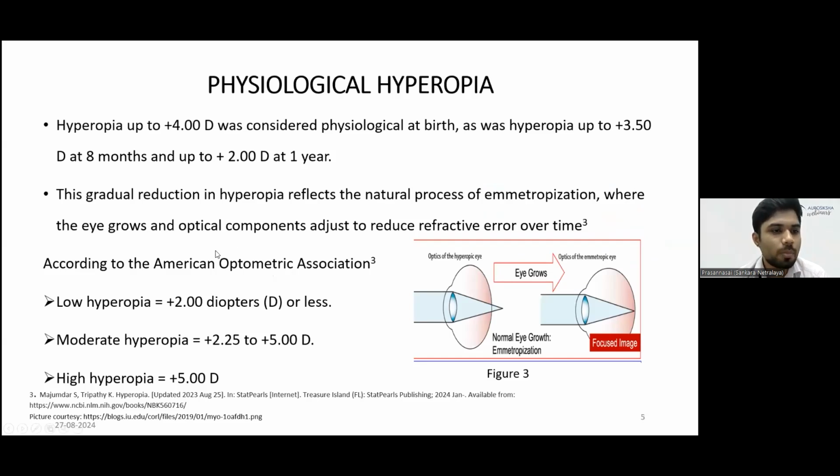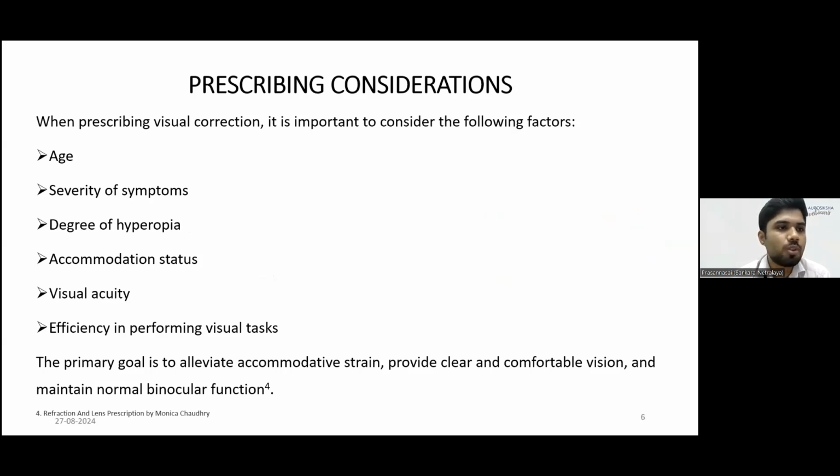According to the American Optometric Association, this is how hyperopia was graded, and high hyperopia is considered as greater than +5 diopter. So, prescribing considerations. When we are dealing with hyperopic patients, these are the factors that need to be considered: the age of the patient, whether they are presbyopic or pre-presbyopic, severity of the symptoms, degree of hyperopia, whether they have active accommodation or not, how badly the visual acuity is affected, whether the patients are amblyopic or not, and efficiency in performing visual acuity tasks related to their occupational needs.